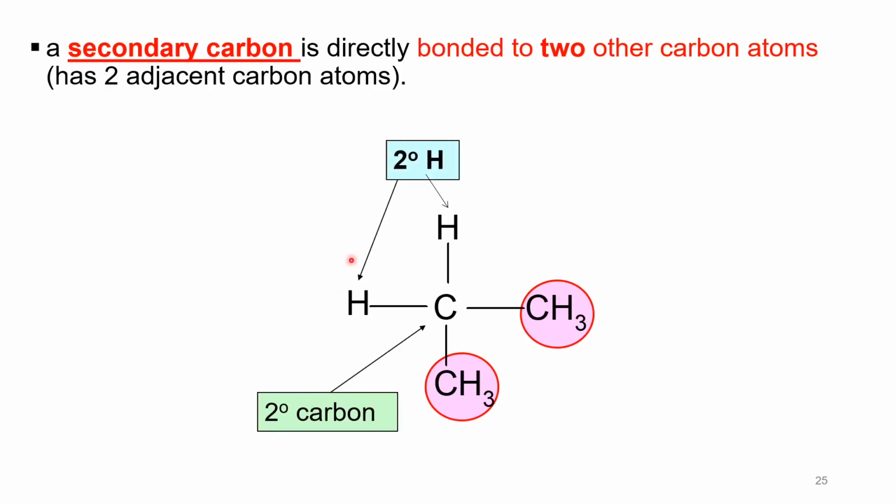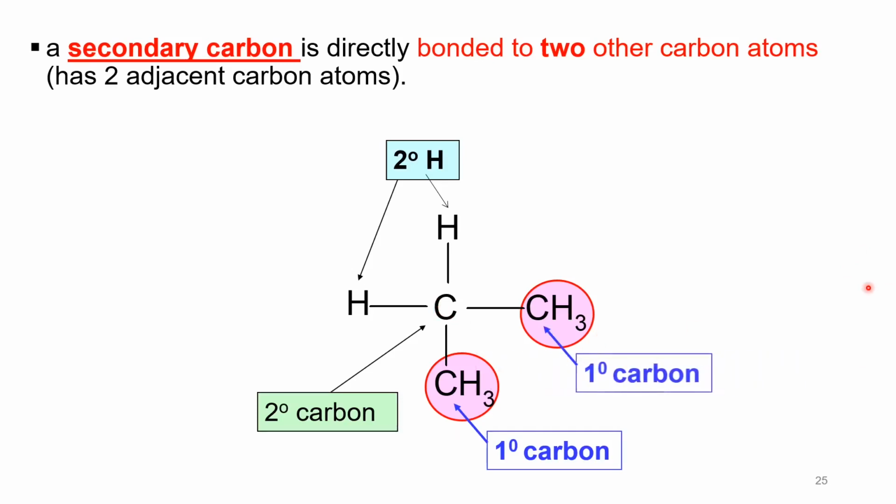These 2 hydrogens are secondary hydrogens because they are attached to a secondary carbon. And this is a primary carbon because it is attached to 1 carbon atom. And this is also a primary carbon because it is attached to 1 carbon atom.